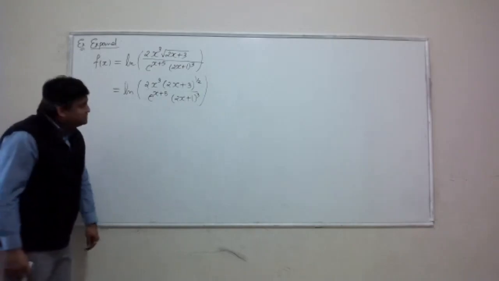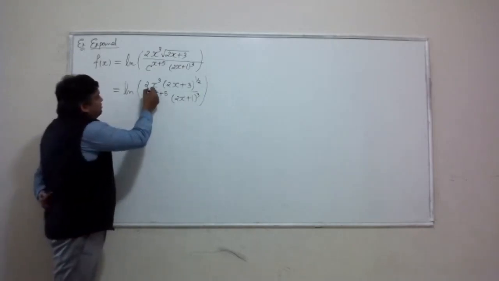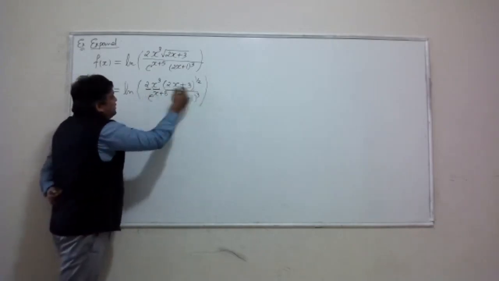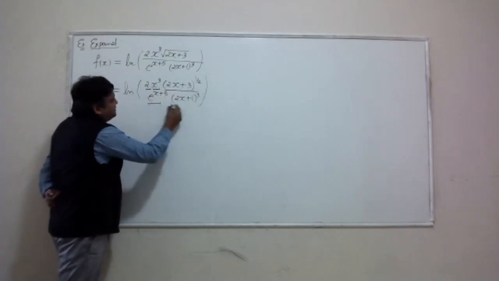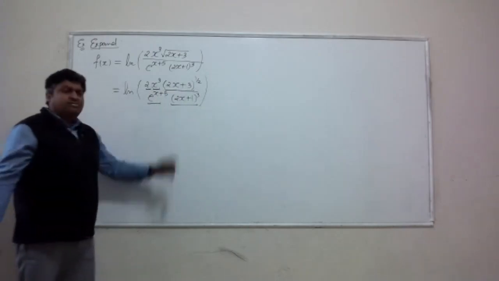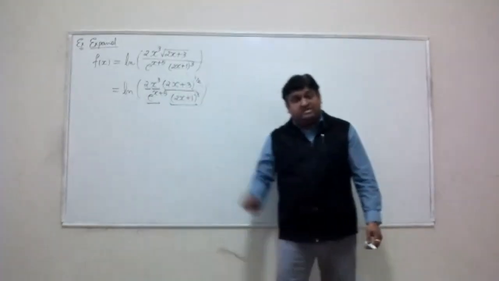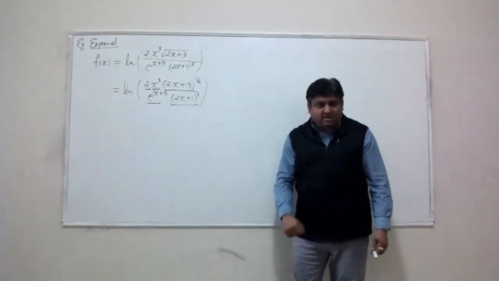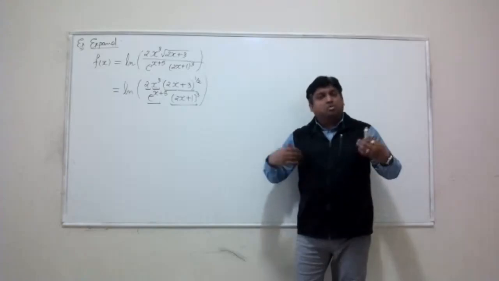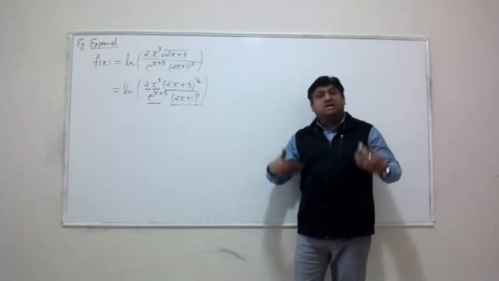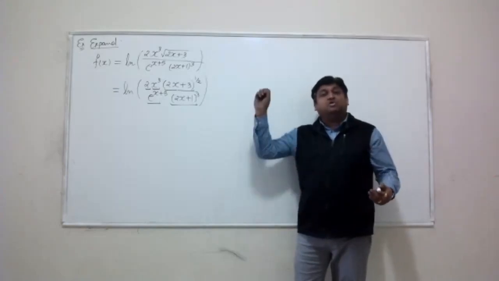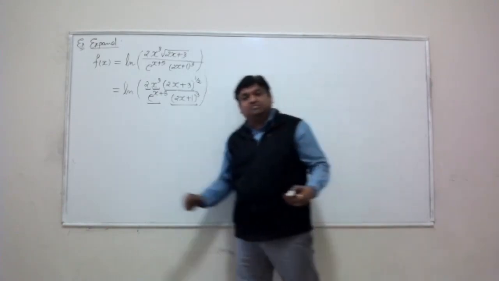Now count how many factors I have in the top and the bottom. Look, there are 1, 2, and 3 distinct factors in the top, 1 and 2 distinct factors in the bottom. Altogether, I have 5 distinct factors inside that complicated log. What does this mean? This means I can break this log into exactly 5 pieces.